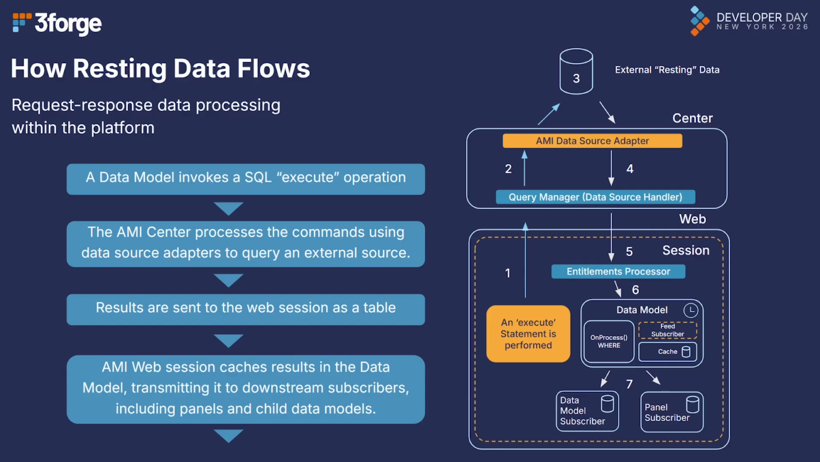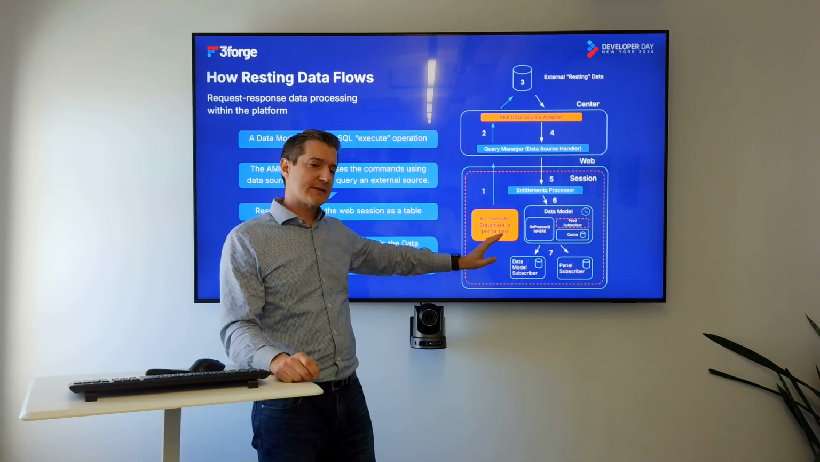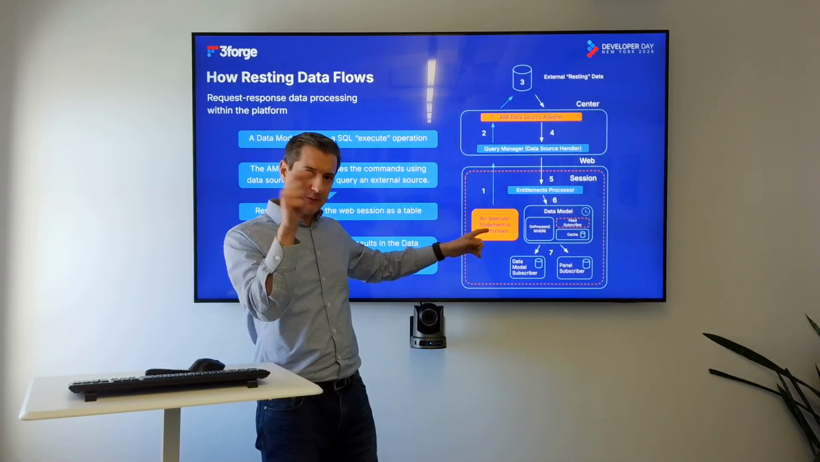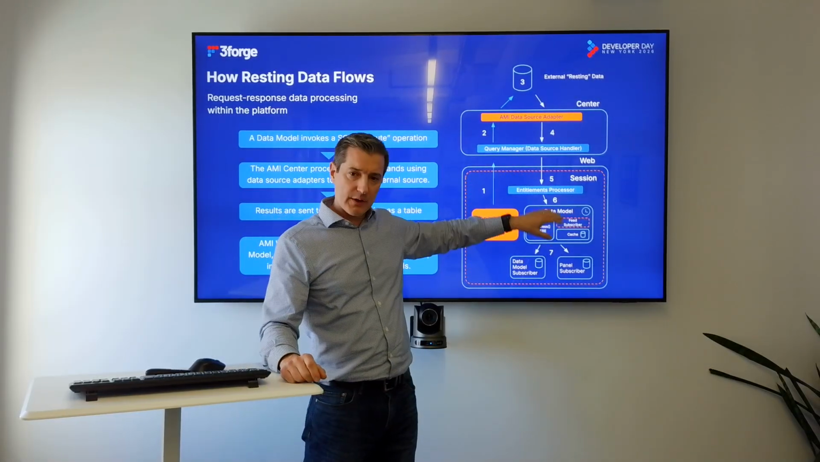The center then relays that externally through the data source adapter and queries the external data source, which could be a REST API, a traditional database, or even a file. It builds a result as a table and transmits that back into the session. Within the session, it may land back in the data model where it was created, get cached there as a table, and then be sent down to any subscribing data models or panels. For example, if you have a simple panel showing some customer reference data and you hit the refresh button, this type of operation would build that.